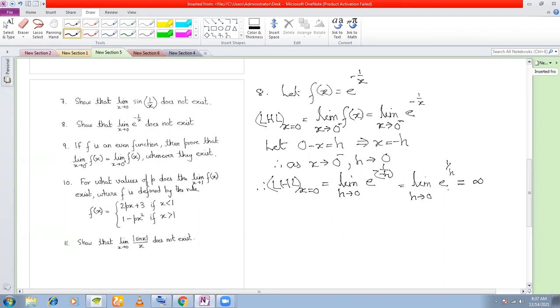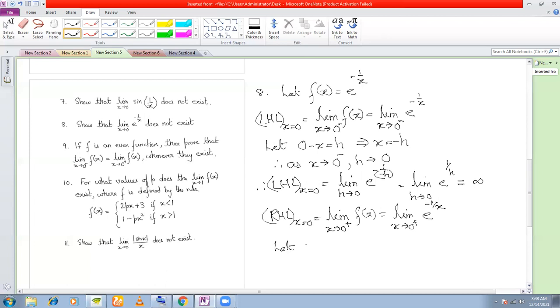Because 1 by 0 is almost close to infinity. e to the power of infinity is close to infinity. So this must be infinity. Right hand limit at x is equal to 0: limit x tends to 0 plus f(x), which is equal to limit x tends to 0 plus e to the power of -1 by x.